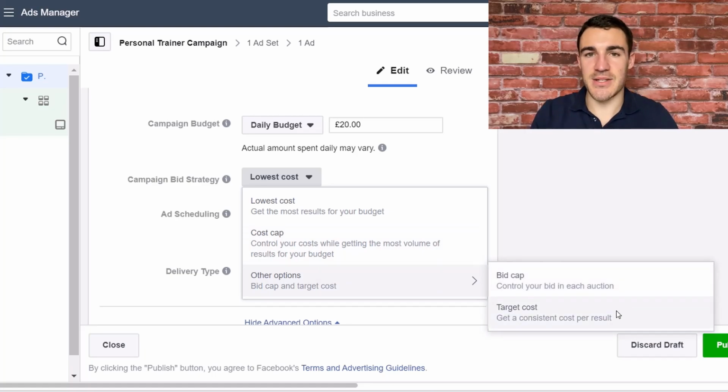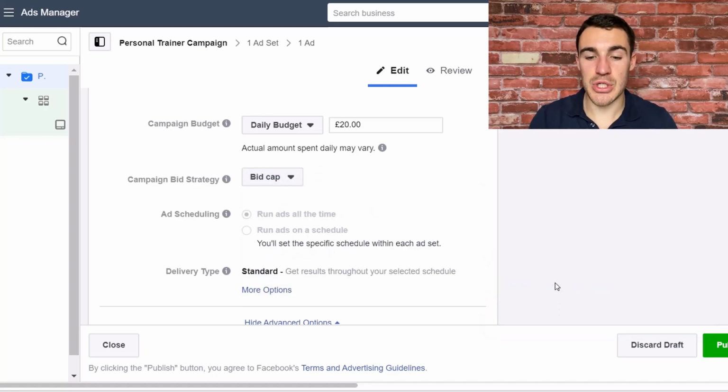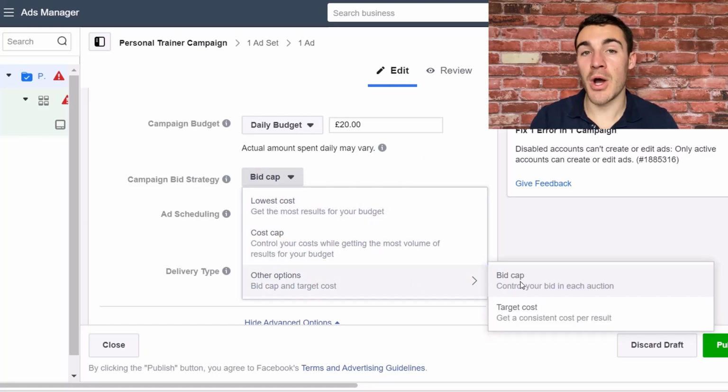So target cost, as I said, is designed to get you a consistent cost per conversion. Bid cap and cost cap aren't structured in the same way. They are designed to stop you spending money on Facebook if your cost per conversion reaches, or looks like it is going to reach, a figure above an acceptable amount that you set. That's what a cost control does. It stops you spending too much money on your Facebook ads when they're not profitable. So let's say, for example, I've got an e-commerce company and I'm willing to pay $25 to acquire a new customer.